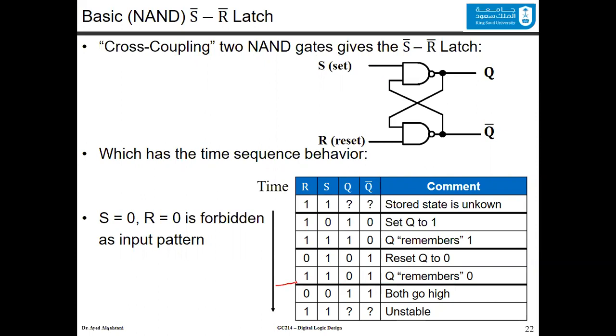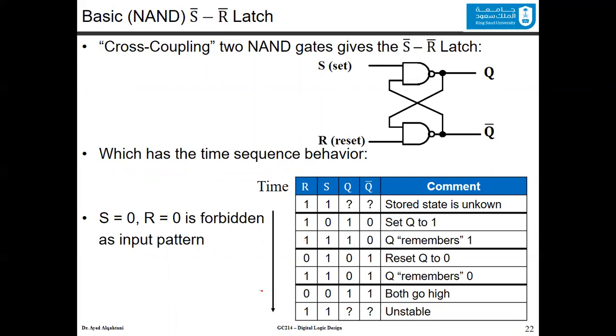This is the basic operation of the S dash R dash latch, or we call it a NAND latch this way. It has 2 NAND circuits, where if you have 0 and 1 in SR, you are setting. If you have 1 and 0 in SR, you are resetting Q. If you have 1, 1, you save whatever was before. If you have 1, 1 here, you save the value of 1. If you have 1, 1 here, you save the value that you had here, 0.